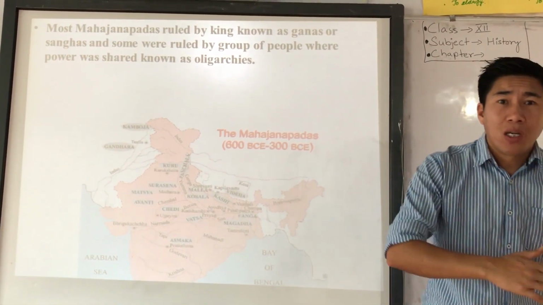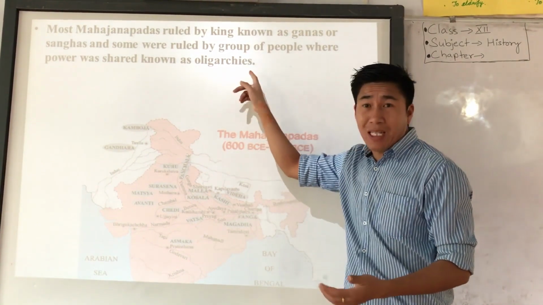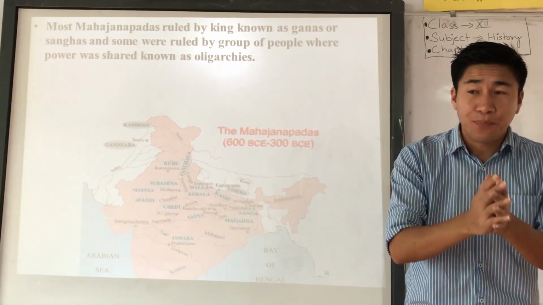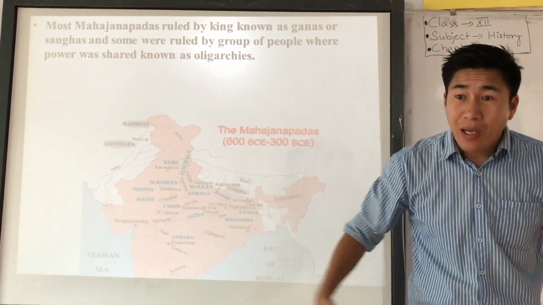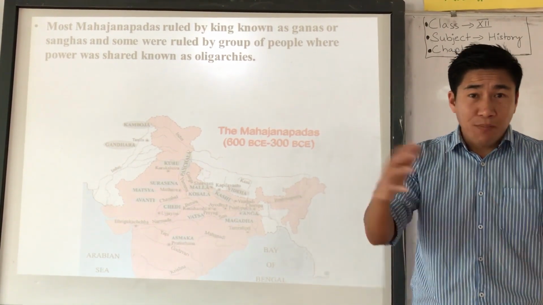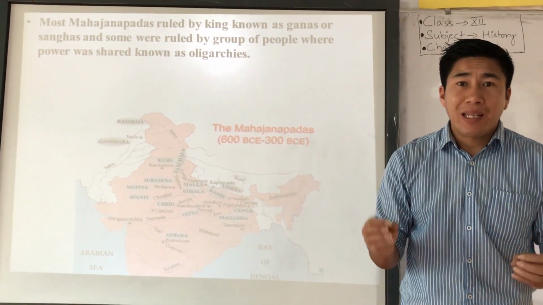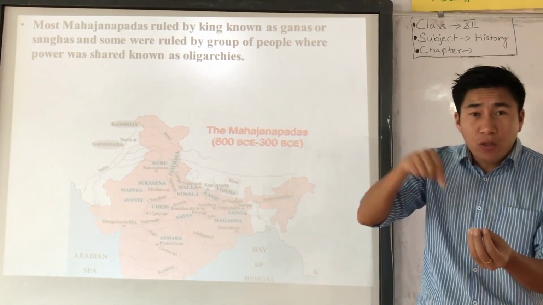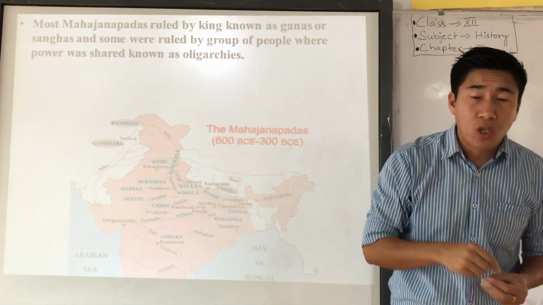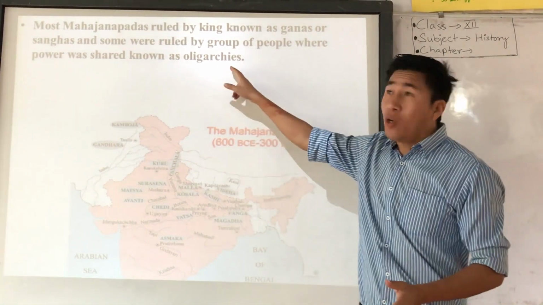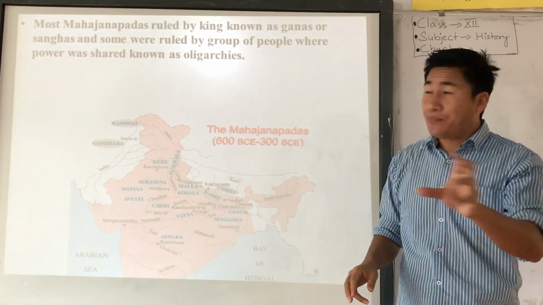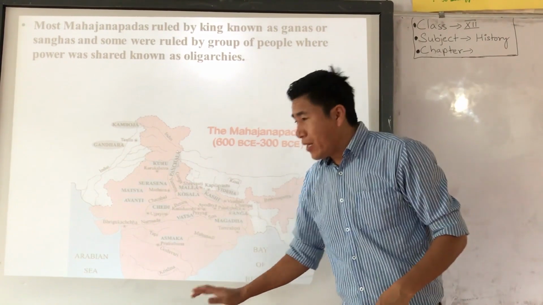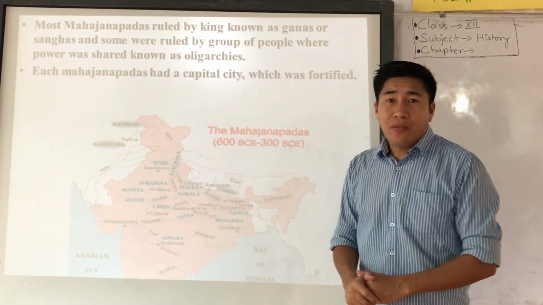And there was another kind of governing system that we call oligarchy. Oligarchy is a kind of administration system in which there was no single king. There were many adults. They combined together, had a discussion, and then made a unanimous decision to look after the kingdom. Each of these adults was known as a raja. So that kind of governing system is called oligarchy. Or you can also find this definition inside the textbook, so you need to look at it. Okay, understood?